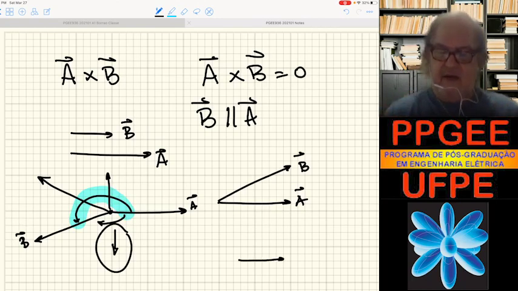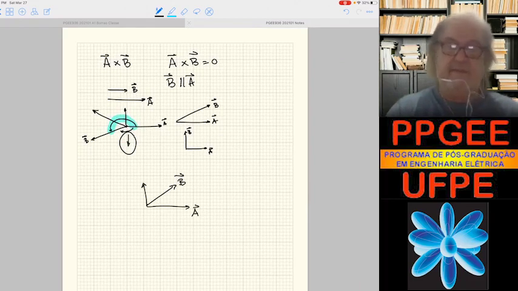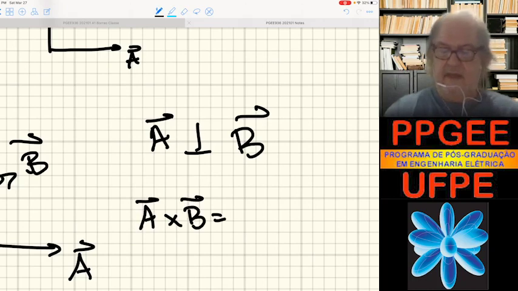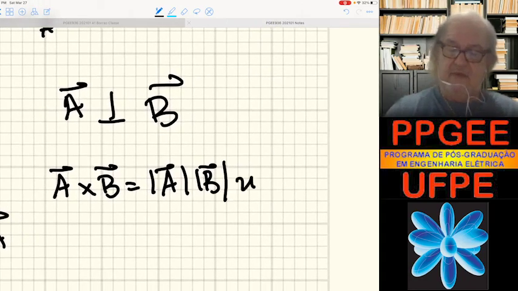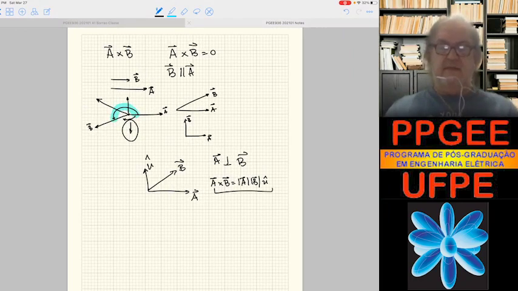Also, if A and B are orthogonal, we have the maximum value of A cross B, right? Let's put A and B in a plane. A cross B is going to be like that. Maximum value when A and B are orthogonal. A cross B is simply magnitude of A, magnitude of B, sine of pi over 2 times U, which is a unit versor, like this. That's the maximum magnitude of A cross B, right?